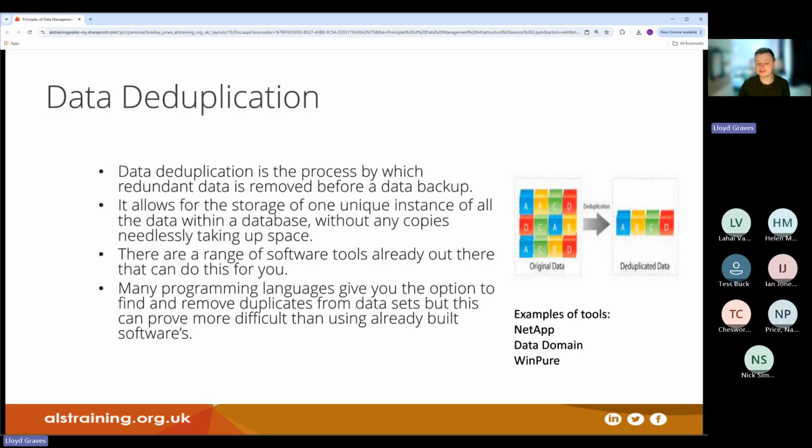And as well, I've got some examples of tools to look at. NetApp, Data Domain, and WinPure are all examples of software that's specifically designed for data deduplication. Again, that's something you can go and have a look into if you want to know more about how they work. You don't really need to talk about them in terms of the criteria, but I know you're on this course because you want to learn and you're curious about these sorts of things, so if you want to know a little more about specific software, you can go and have a look into these.